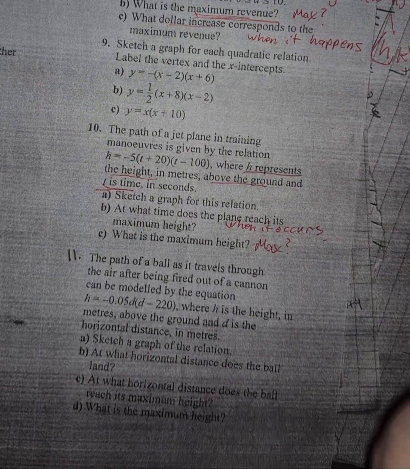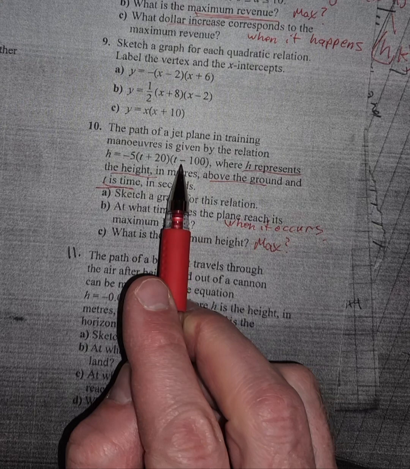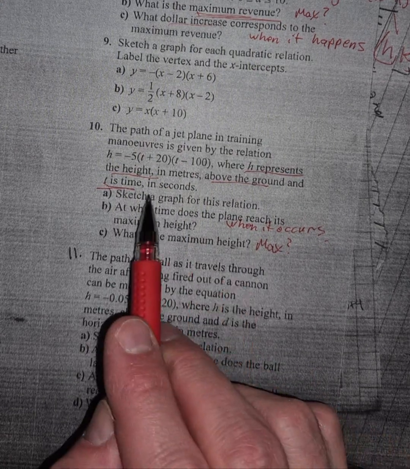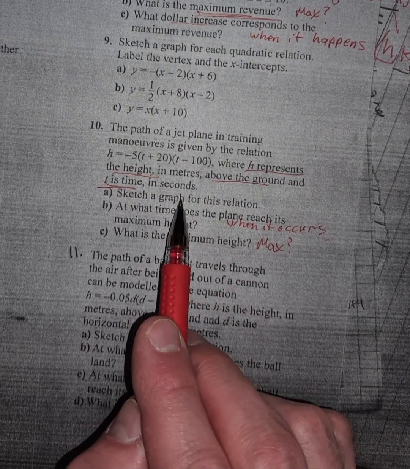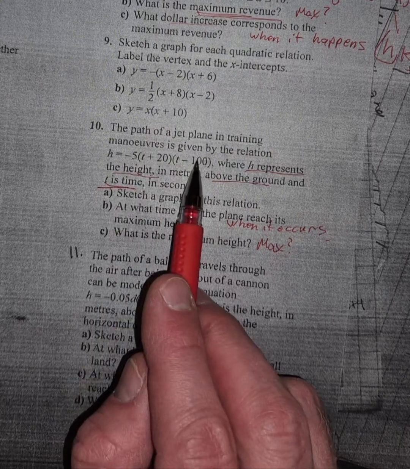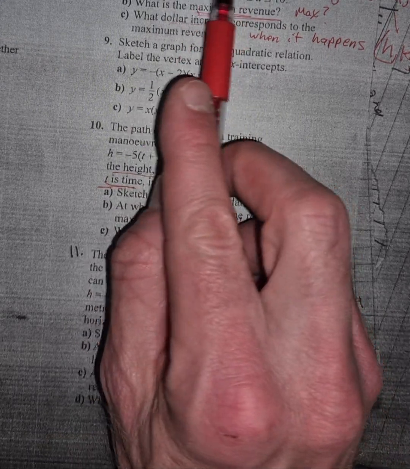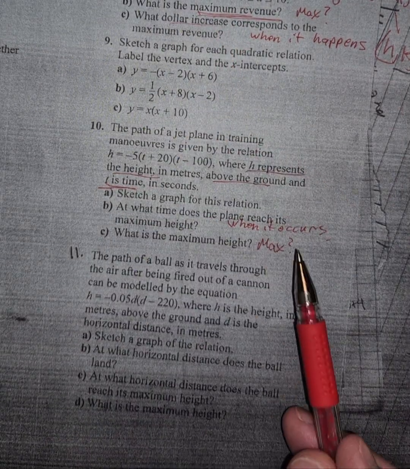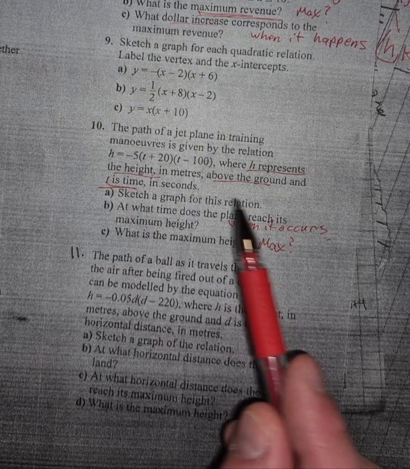So now we have to work from a factored form to find the vertex. The graph is a completely separate lesson. We did actually go over these, graphing from factored form and graphing from vertex form. Okay, so the maximum is when it occurs, right?